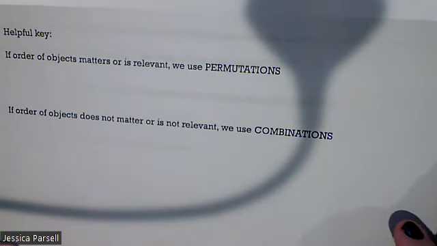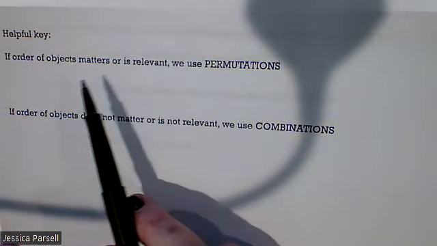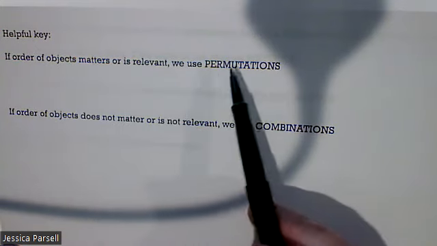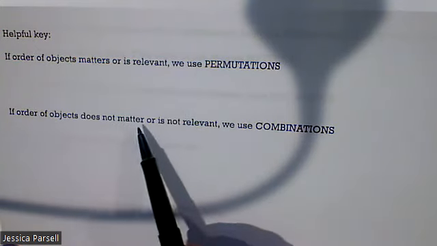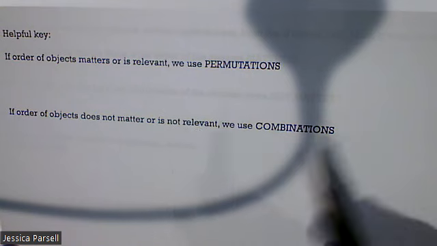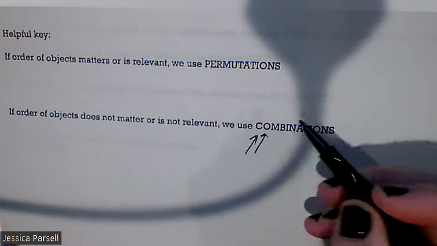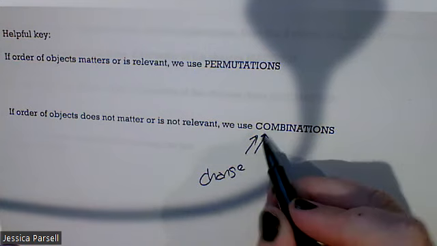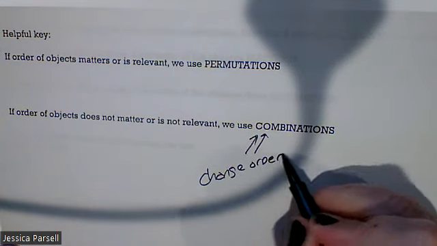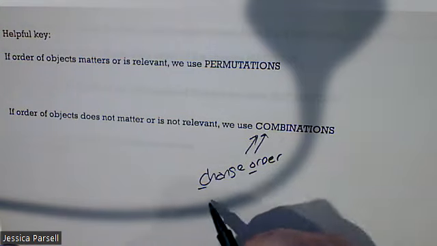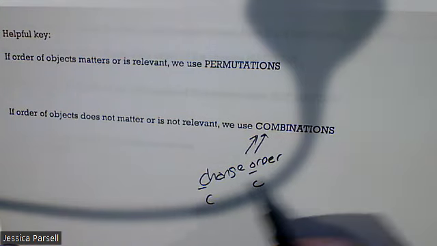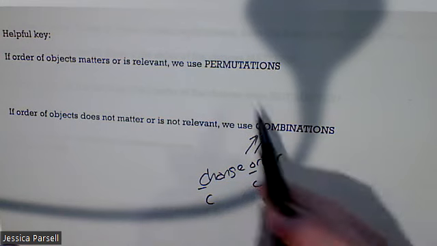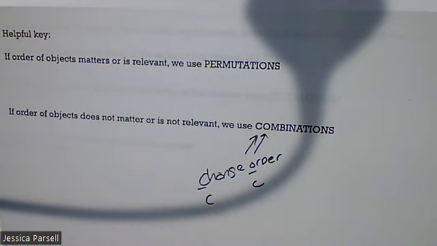Okay, helpful key. If the order of the objects matters or is relevant, we use permutations. If the order does not matter or is not relevant, we use combinations. Here's how I remember this if I'm taking a test. C, in my brain, I have it as change, and O is order. So change order for that CO. So I'm allowed to change the order here. Can't do it there. So hopefully that helps.